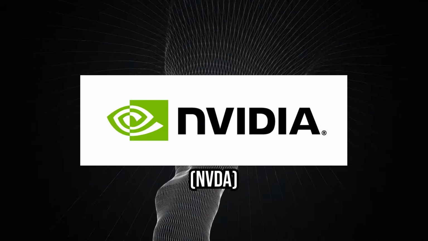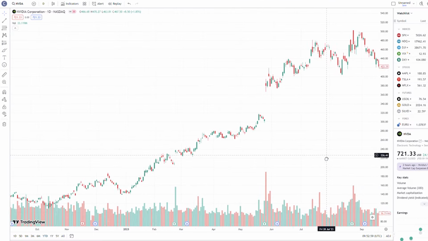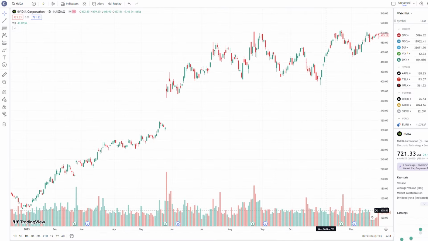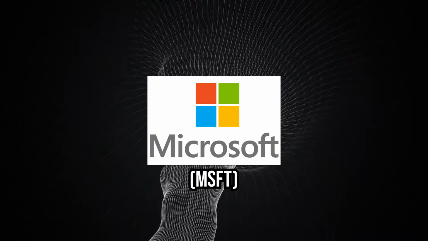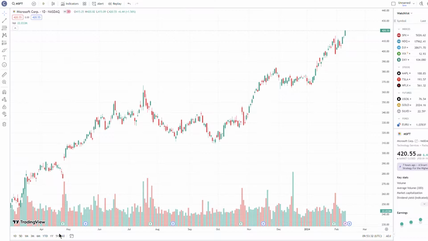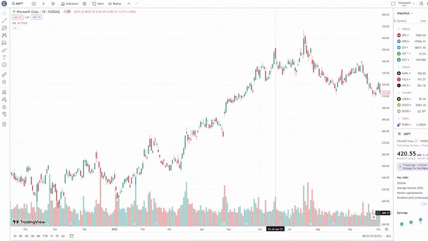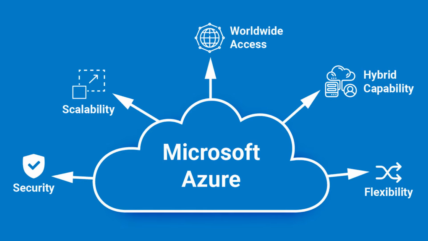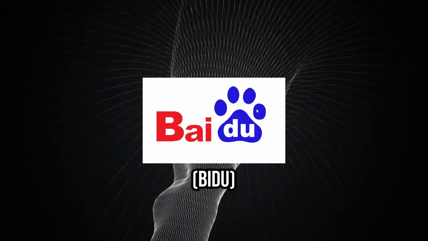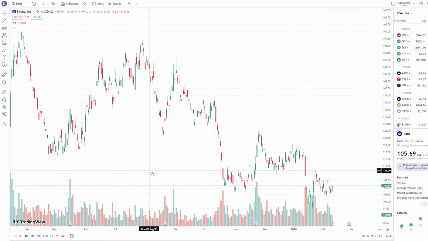Number 5. NVIDIA Corporation. Renowned for its advanced graphics processing units, NVIDIA plays a crucial role in AI and machine learning applications. Its latest AI chips further solidify its position in the AI market. Number 6. Microsoft Corporation. A prominent player in the AI space, Microsoft collaborates with OpenAI, the developer of ChatGPT. Microsoft also provides a suite of AI services through its Azure cloud computing platform, with dedicated R&D teams working on AI applications. Number 7. Baidu Incorporated. A Chinese internet search company, Baidu is actively involved in developing the AI-driven Ernie bot.